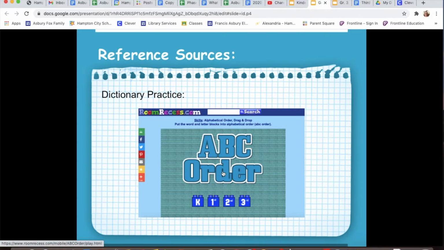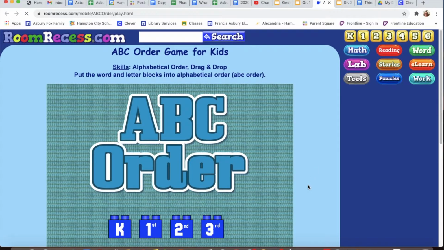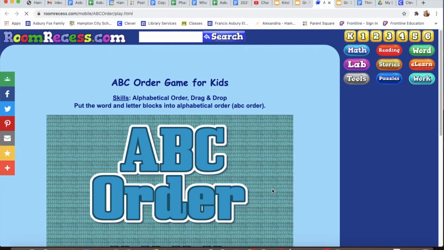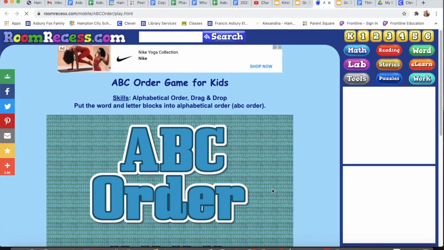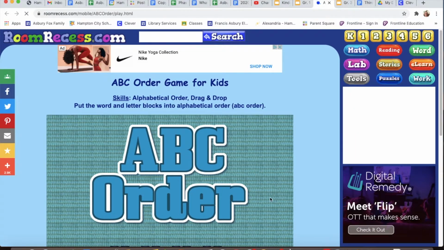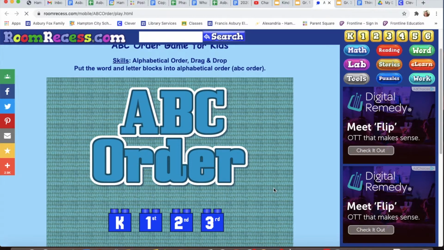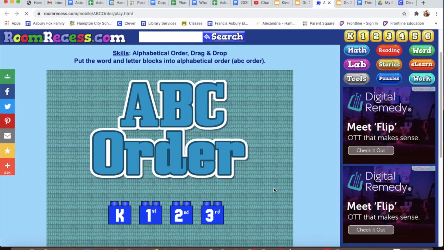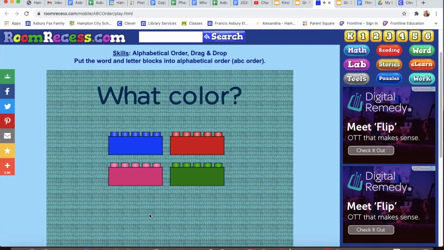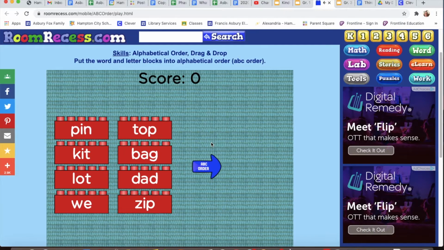All right, so what we're going to do is just a little bit of practice with ABC order. And if you want to try some extra practice when you're not listening to this lesson, mom and dad or an adult can take you to roomrecess.com, and you would be able to search up ABC order game for kids, and you should be able to practice it on your own. So let's go ahead and do first grade for ABC order, and we'll go ahead and pick red.